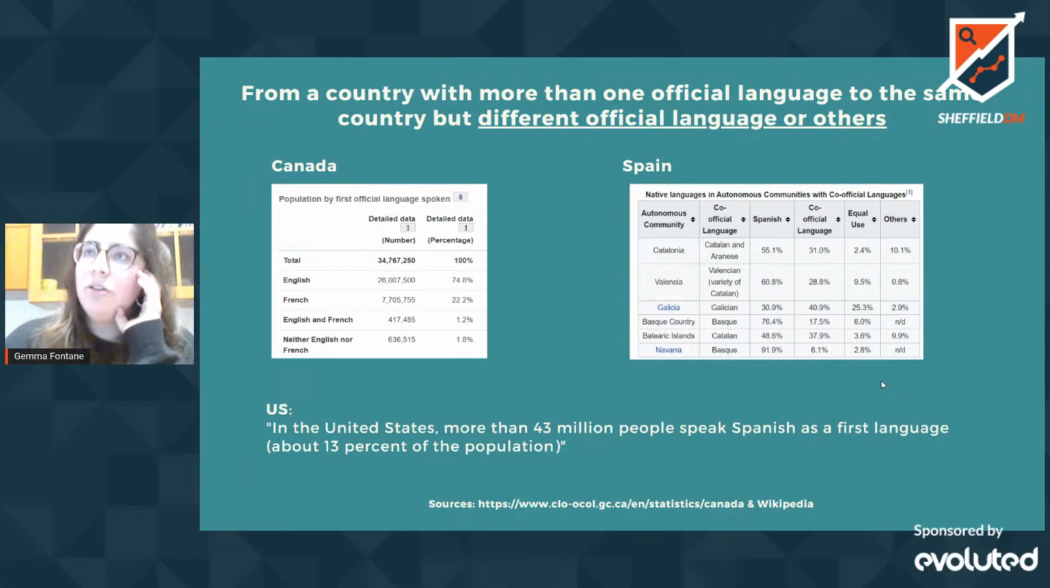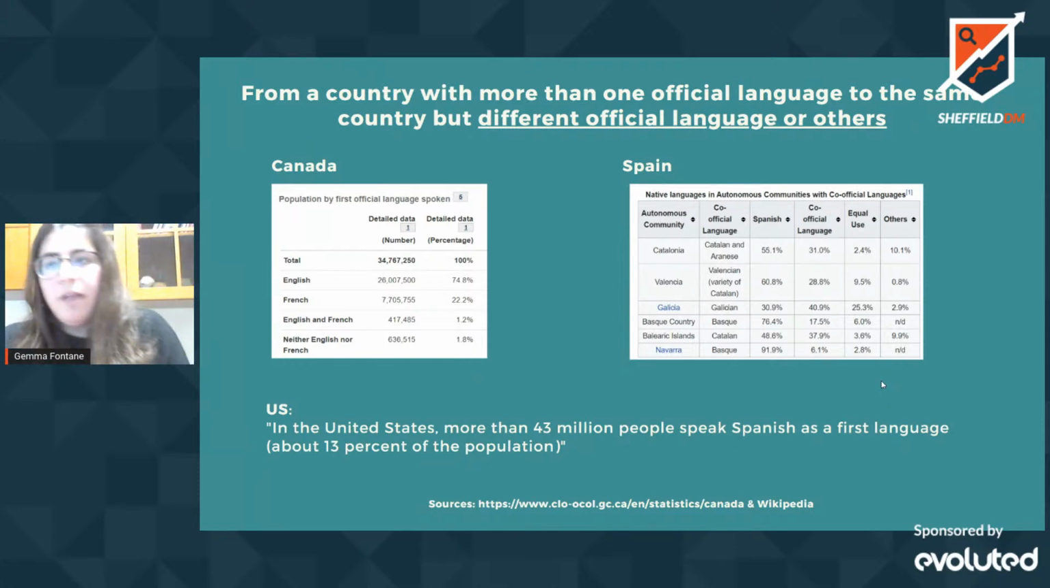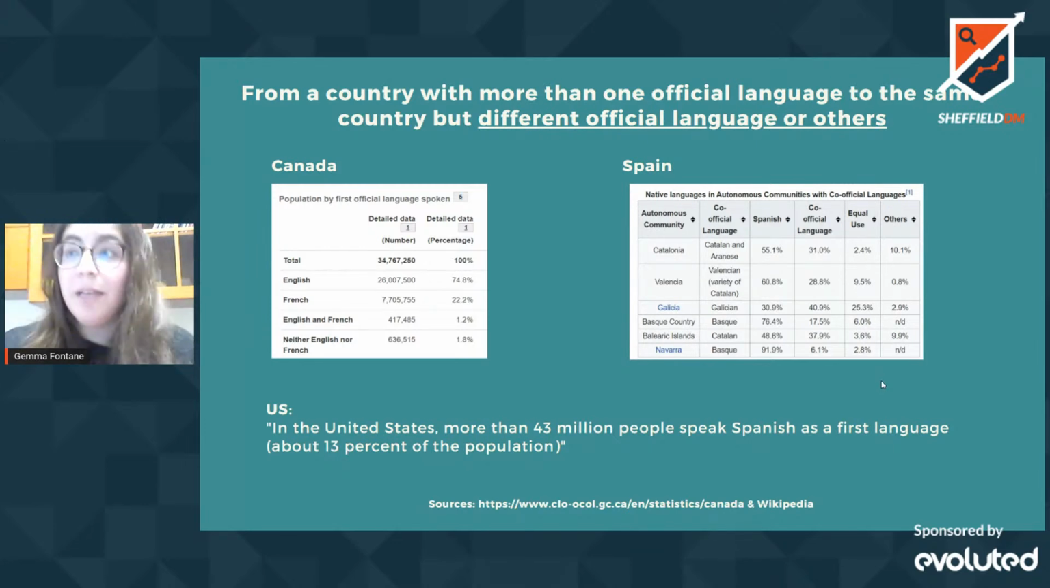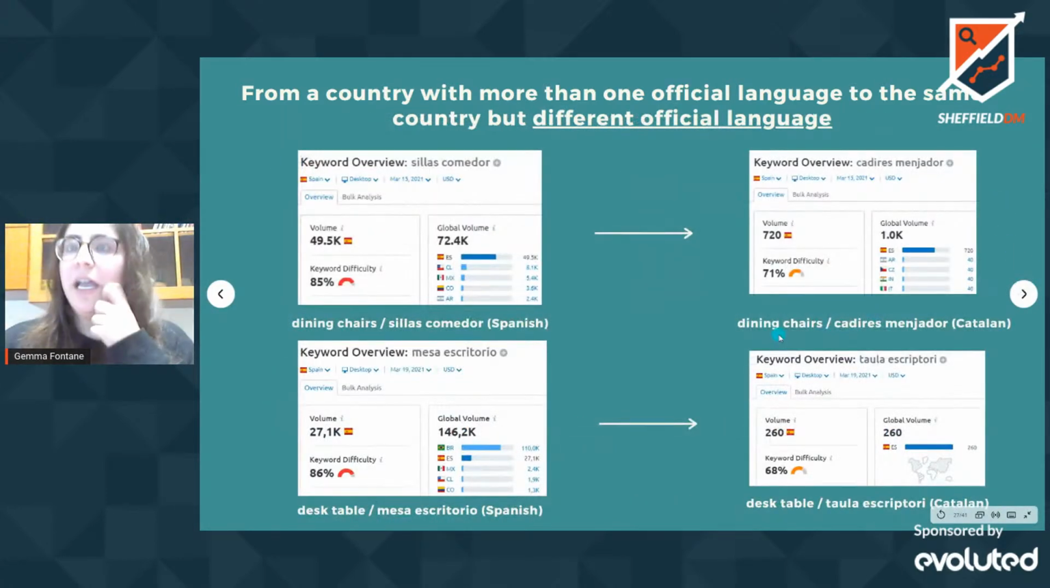And also, not only official languages. We also have some countries, for example in the US, where there are like 40 million people that have Spanish as a first language. This is really important when working on SEO strategies online, because if we want to compete against big brands, it will be impossible for us to rank in the US with an English keyword. But maybe we have good opportunities in Spanish. I'm not saying that this is the best option, but it's a thing that we need to take into account.